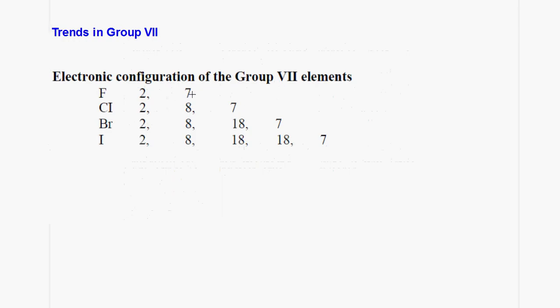Let us now look at trends in group 7. In group 7, we have fluorine, chlorine, bromine, and iodine. And we have the electronic configuration of each of them. We will notice that in the last shell, the outermost shell, we have 7 electrons. All right. Now, in group 7, the fluorine, chlorine, bromine, and iodine are called the halogens.